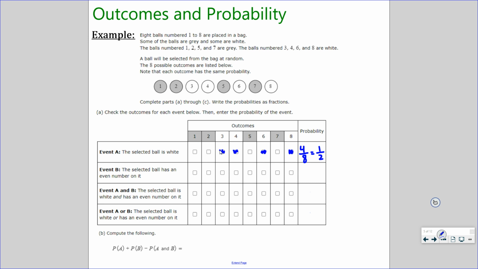Okay, the ball selected has an even number on it. 2, 4, 6, and 8 would be my possible outcomes for that. So another probability of 1/2.